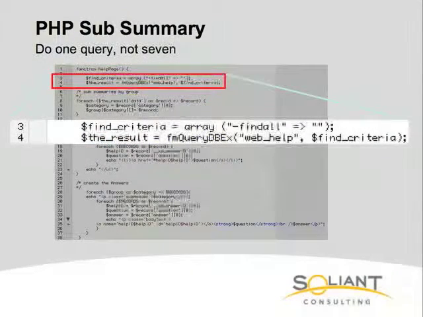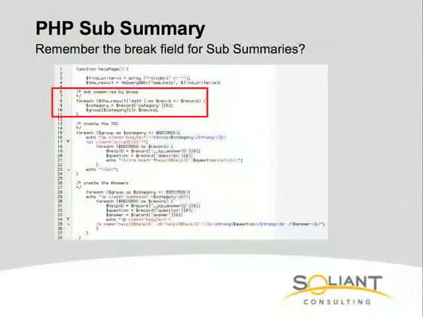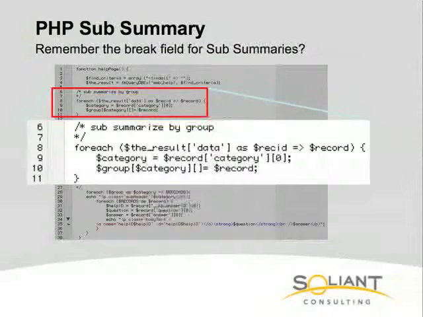So what we're doing here in PHP is we're doing a simple find for all the records. Then we're going to sub-summarize by looping over the records, and every time we find a record, we pull out the category, create a group of the category name, and then stick the record inside that, appending it each time. That's what the empty brackets are for.